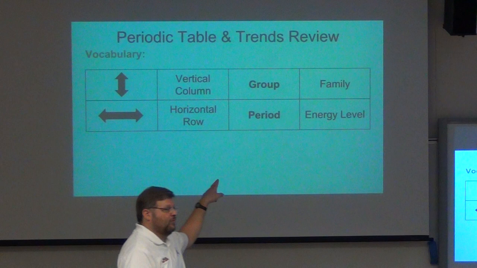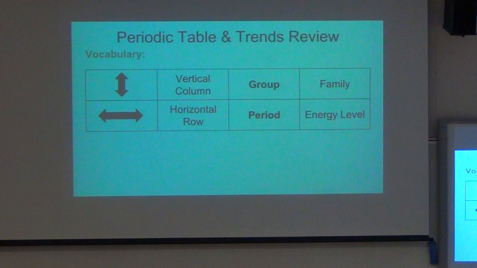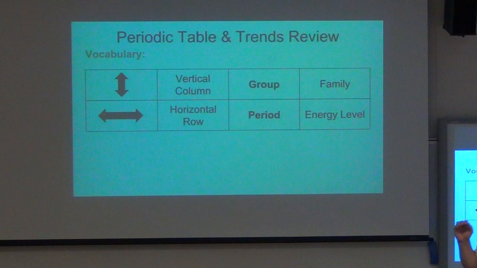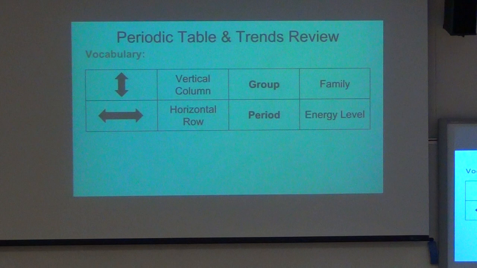And then the other term for the horizontal rows going across, we know them as energy levels, but they're also periods. And that's the most common term that we're going to be using a lot going forward, not just on the test probably on Friday, but also in other chapters as they come up, we'll be talking about periods on the periodic table. So hopefully you got those written down.